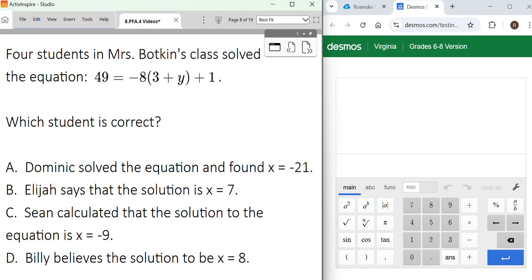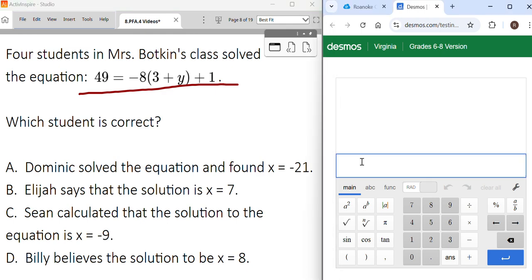Okay, so we have some practice problems we're going to do now. We have 4 students in Mrs. Bodkin's class who solved this equation right here, and they want to know which student is correct. You absolutely can solve that, or you know that you have to get a negative 49 and you have been given 4 possible solutions. So let's start by typing in only what's on the right side of the equal sign.